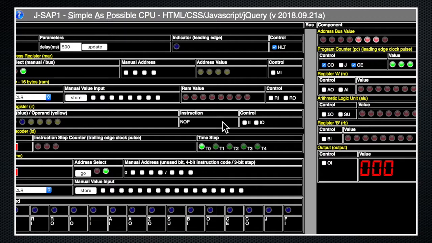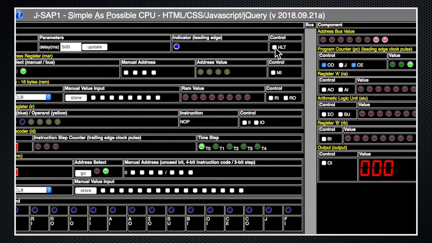Earlier, we were playing with the PC, or program counter, and we enabled the CO, which is the output, and that was sending the value of the counter to the bus. We saw that demonstrated earlier. I can re-enable that so we can see that again. Okay, there it goes.